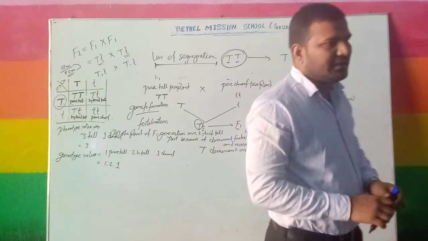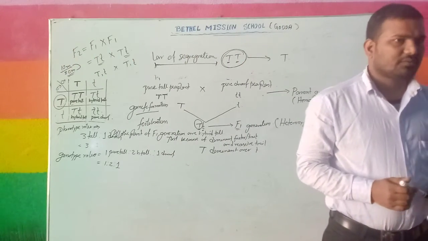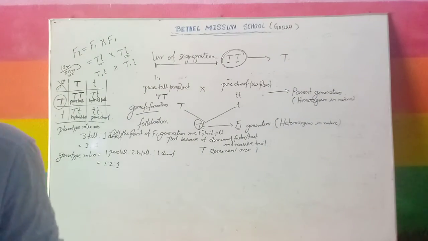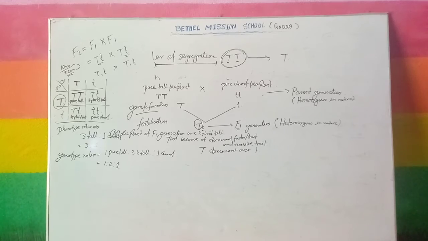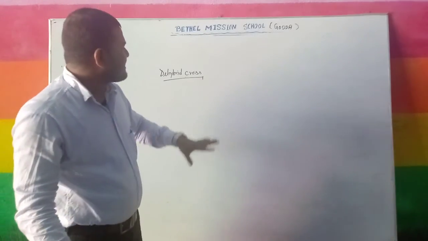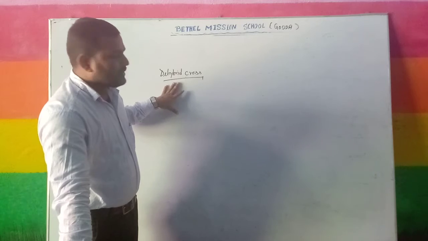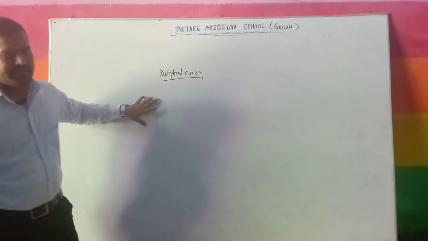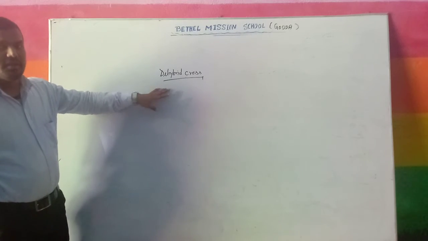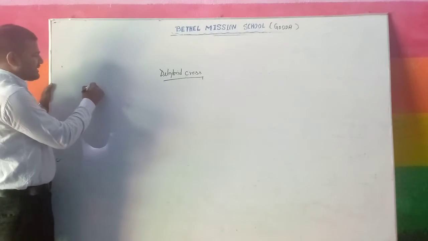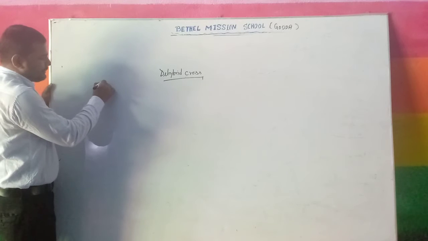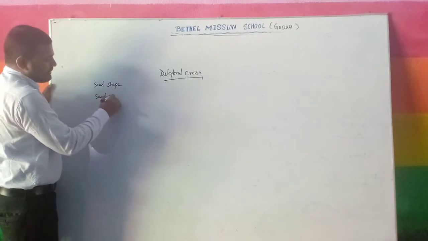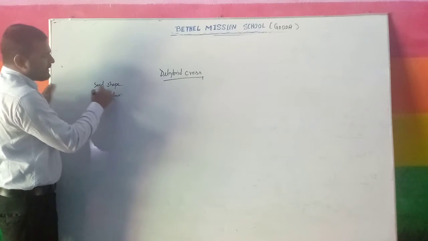Now second one is dihybrid cross. Now the next one is the dihybrid cross. The cross between two plants on the basis of double pair of opposite characteristics is known as a dihybrid cross. Suppose the characteristic types are the seed shape and seed color. These are the two characteristics.